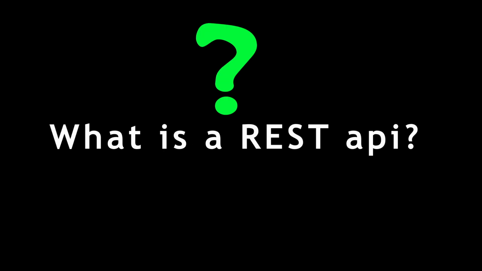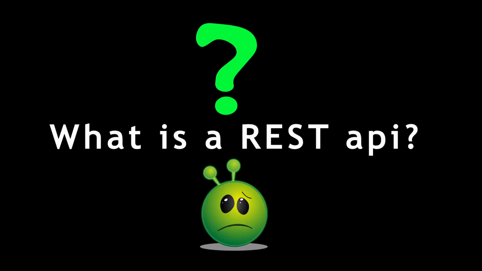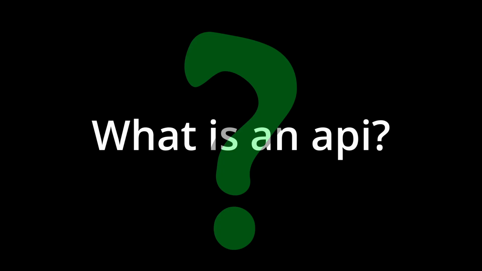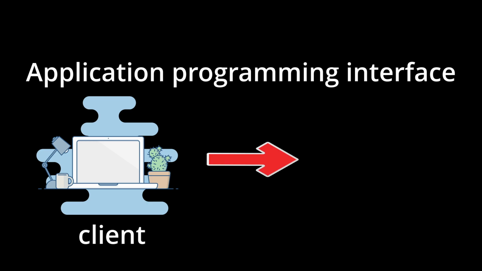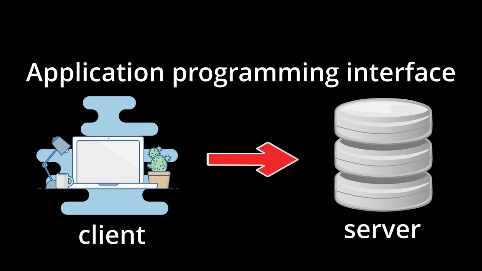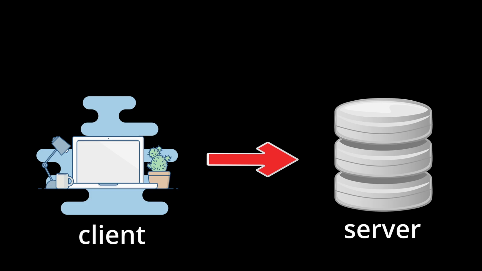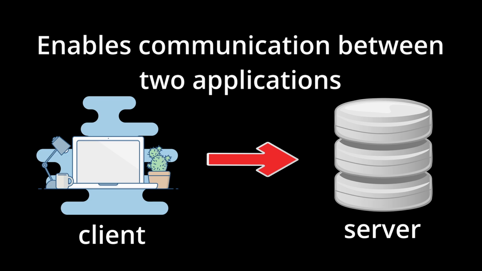To understand REST API, let's break it down into two parts, REST and API. So what is an API? An API stands for Application Programming Interface. It defines a set of rules and acts as an intermediary that allows two applications to talk to each other. Developers expose or create APIs so that other applications can communicate with their applications programmatically.